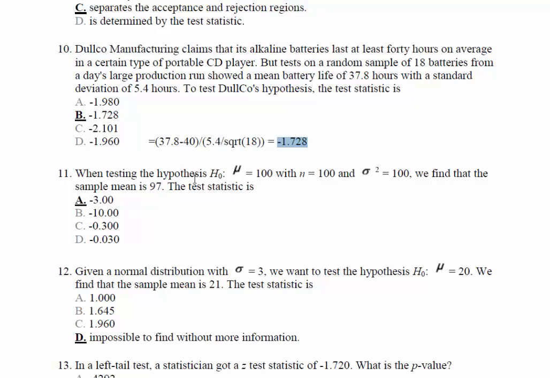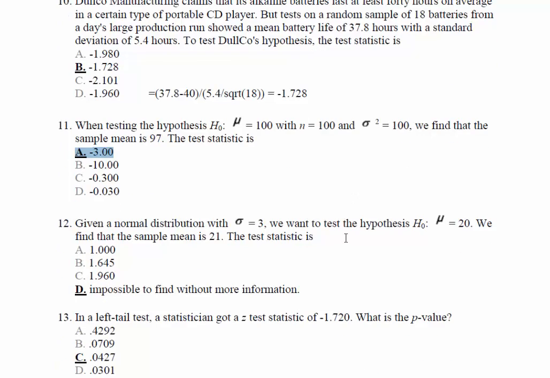Again, same equation as question number 10. X bar minus mu over sigma over square root of n is 97 minus 100 over 10 over the square root of 100. Square root of 100 is 10. 10 over 10 is 1. So basically you have 97 minus 100. That is minus 3. Therefore, A is correct answer.